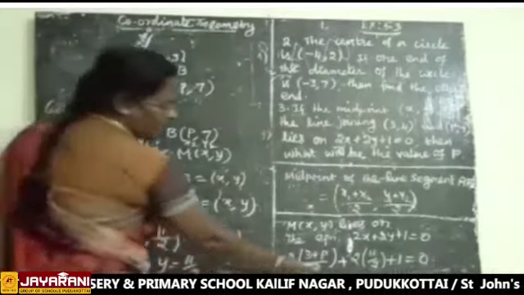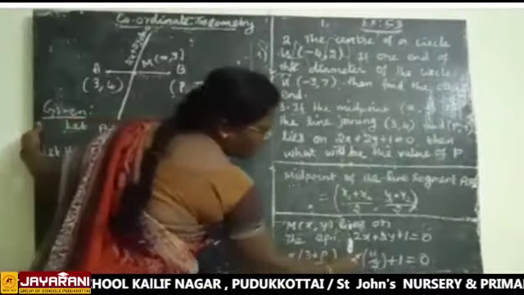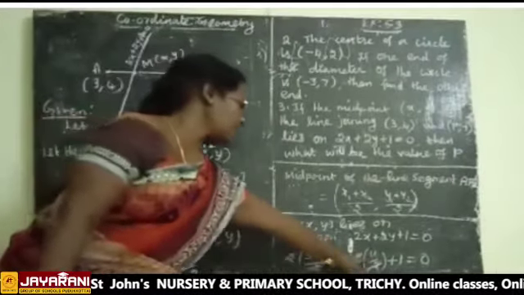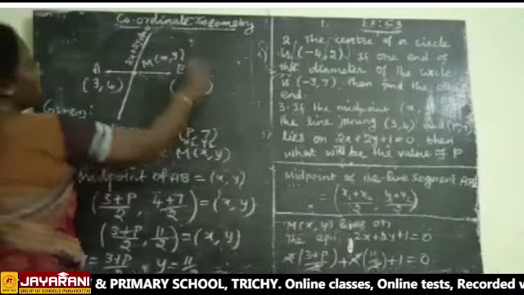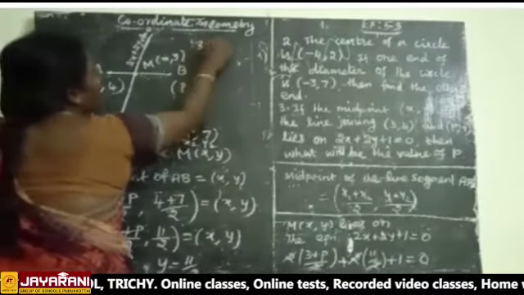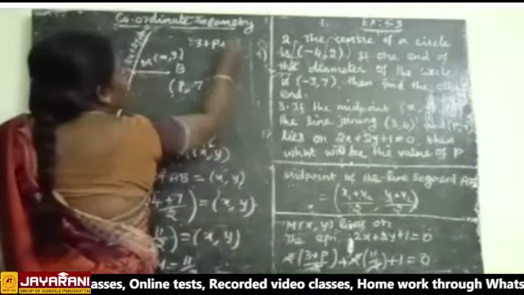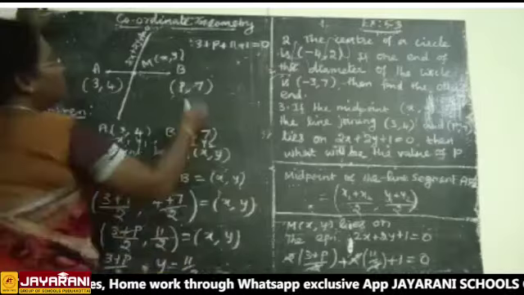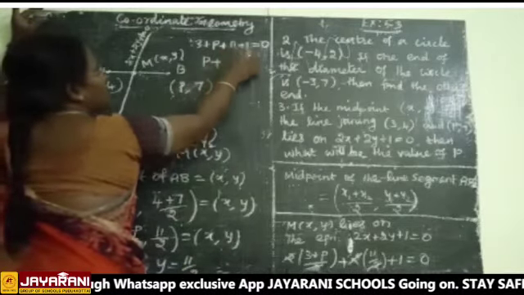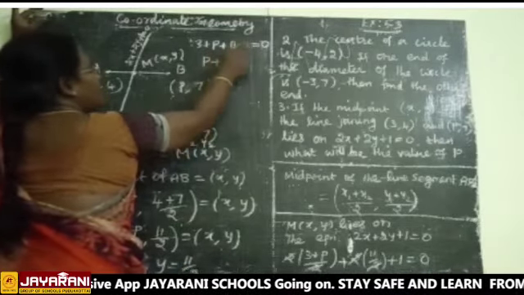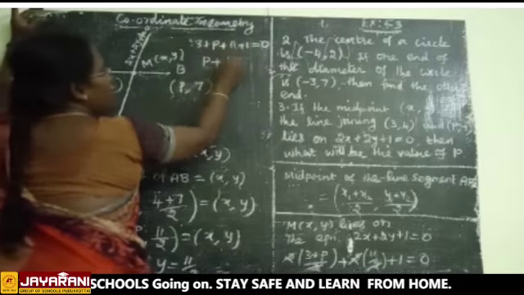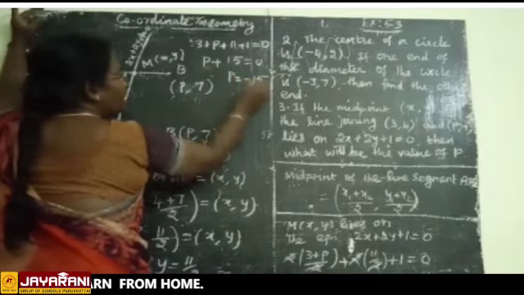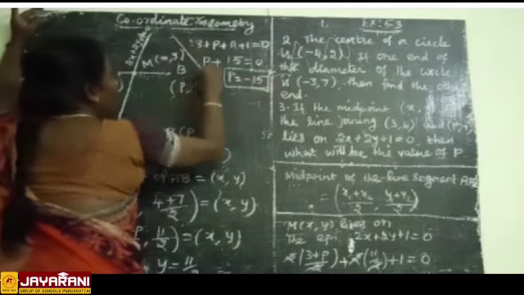Now we can cancel this 2 and this 2, and here also we can cancel this 2. The remaining terms: 3 plus p plus 11 plus 1 equals 0. Just write p, adding these three numbers: 3 plus 11 plus 1. 11 plus 1 is 12, plus 3 is 15, so p plus 15 equals 0. Therefore p is equal to -15, which is the value.